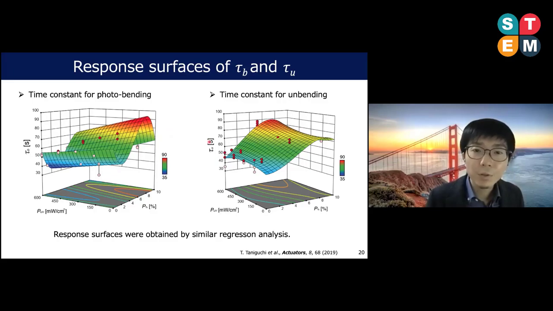As to tau U, the response surface shows that the intensity of UV light is not important to tau U. This is consistent with the chemical phenomena, because tau U, which is the time constant for unbending, should be a phenomenon after stopping the UV light. So this is consistent with the chemical event.